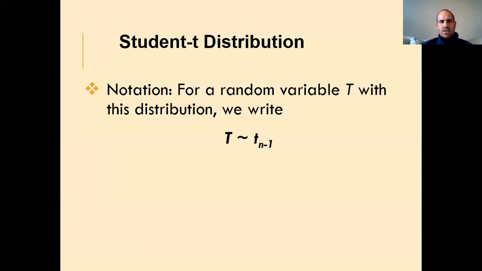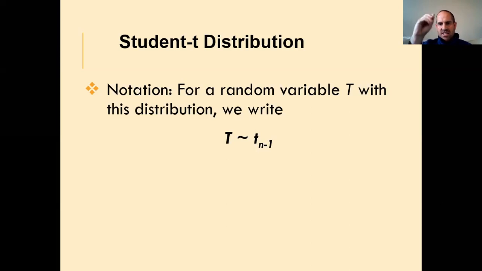Okay, so here's some notation. If we have a random variable, capital T, that has the student t-distribution for some number of degrees of freedom, we write T is distributed as, we write the standard tilde, or twiddle as I call it.